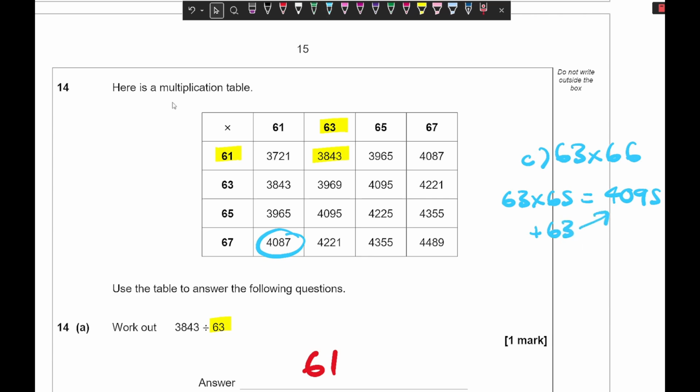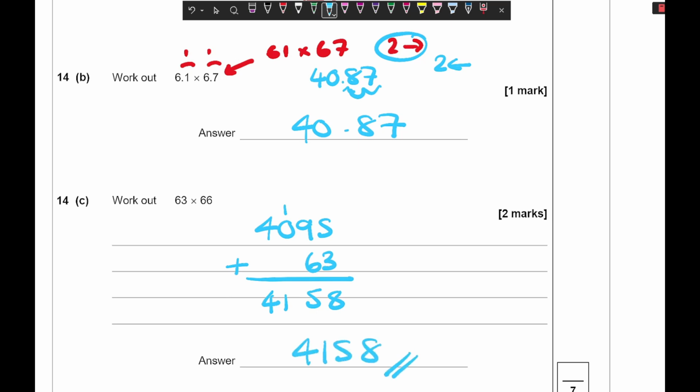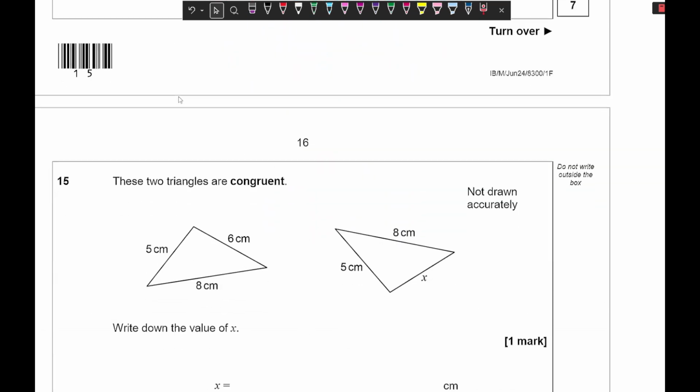So if I do 4095 added together to 63, and then just do the addition, I get 8, I get 5, carry the 1, I get 1, and I get 4. So it's 4158. Again, if you did it a different way, that's entirely up to you. That's absolutely fine, but I certainly would use the table above.